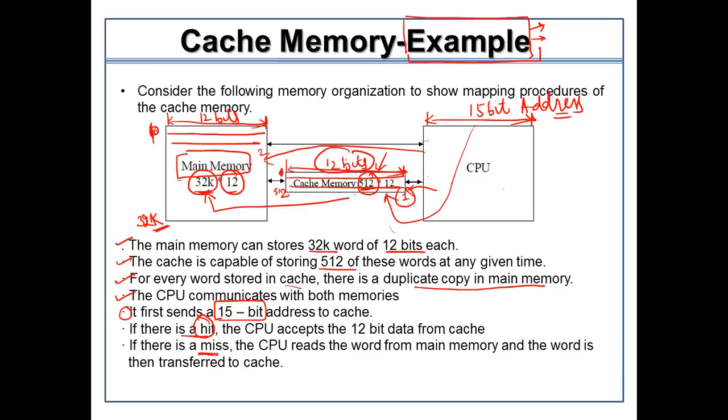But if there is a miss, if the data is not available here, now the CPU reads the word from the main memory, and the word is then transferred into the cache memory later, right? Because if a miss happens, it means data is not present in the cache. So the very next operation which the cache memory will do is take the data into the cache memory. So this is the point.